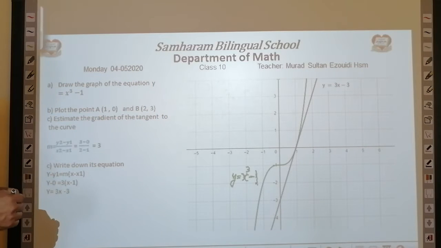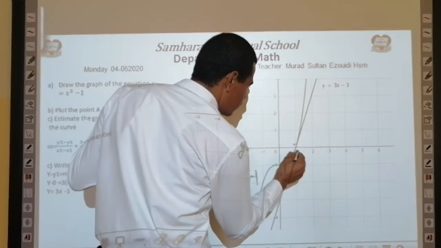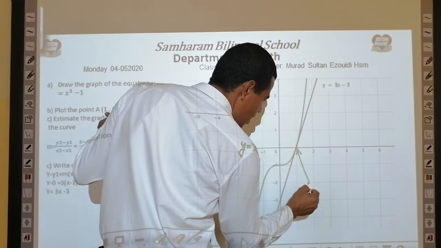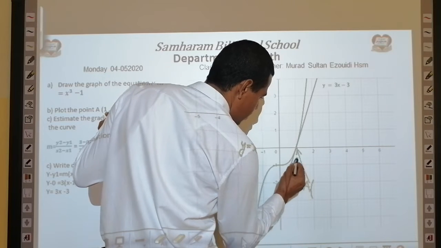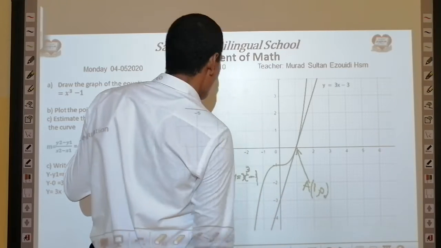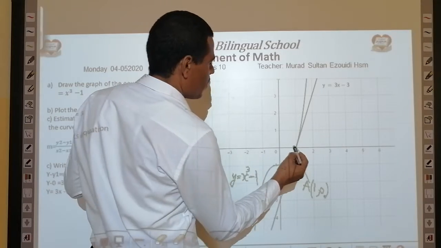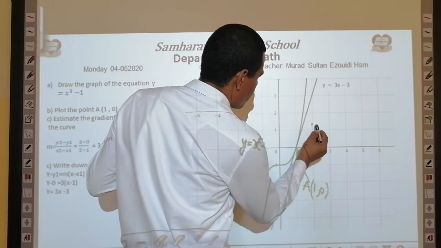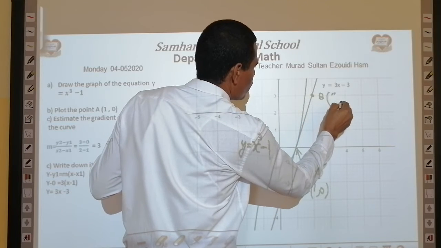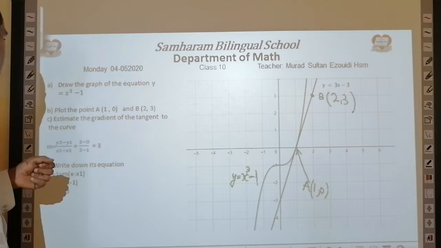Plot the point A of coordinates (1, 0). This, my learners, is A with x equals 1 and y equals 0. And B of coordinates (2, 3). This one is B, my learners, (2, 3).